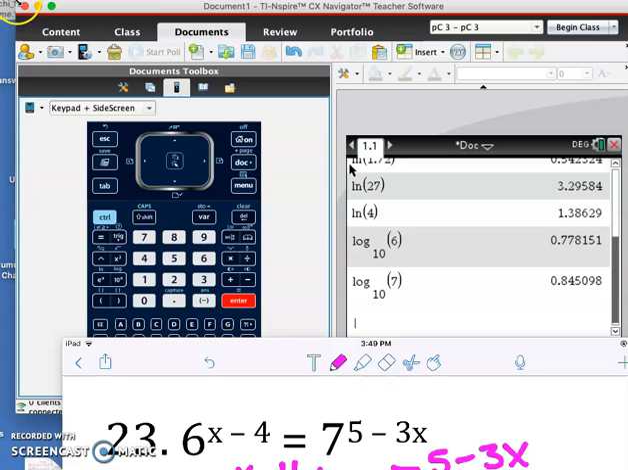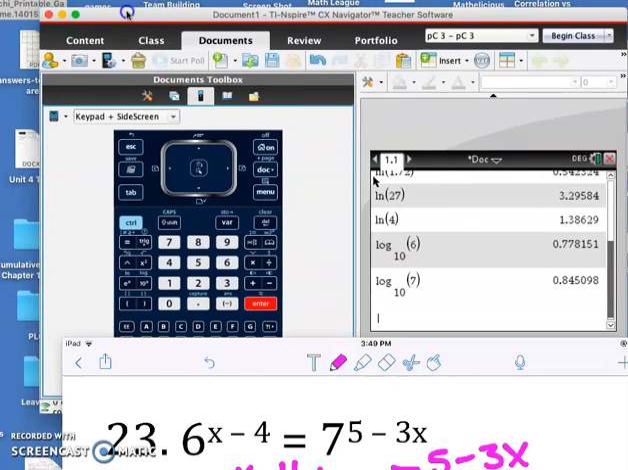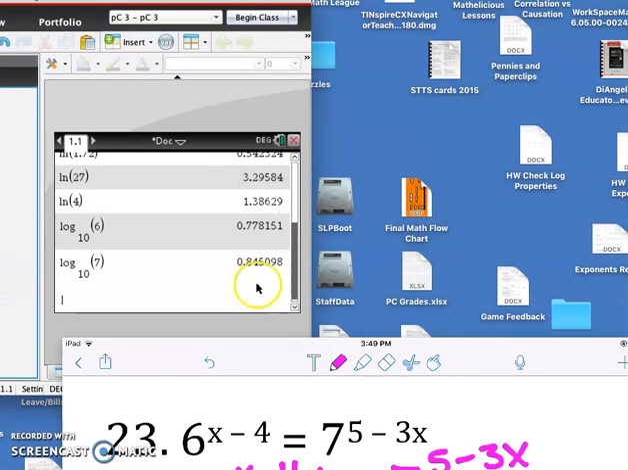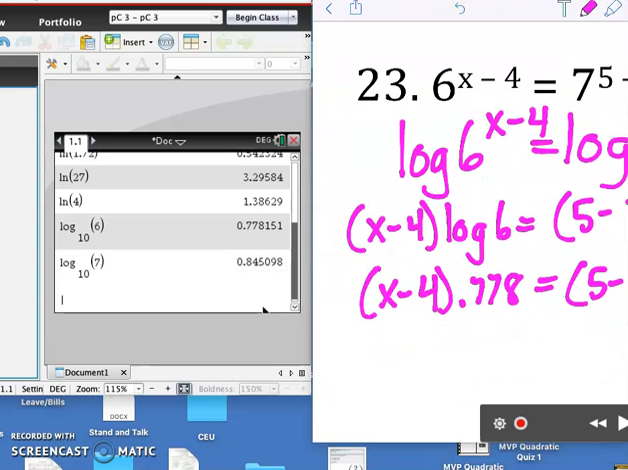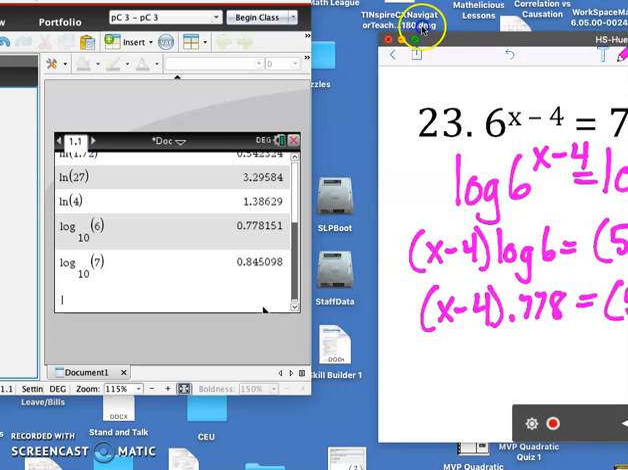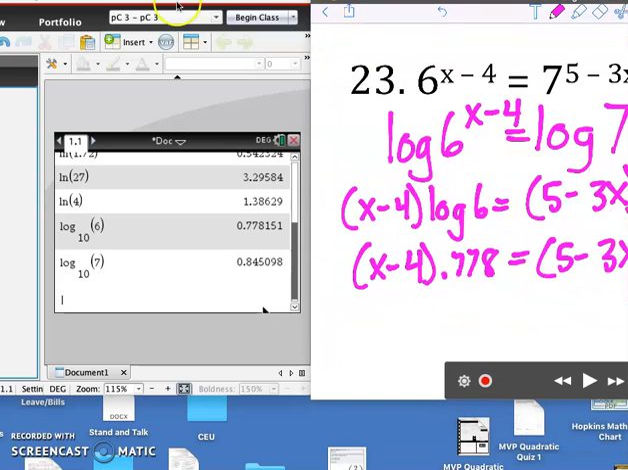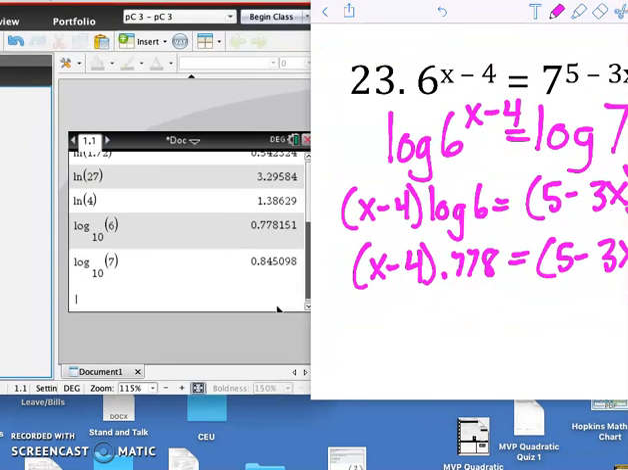Wonder if I can split this screen so we could see it. Let's try this. So now you can kind of see both.